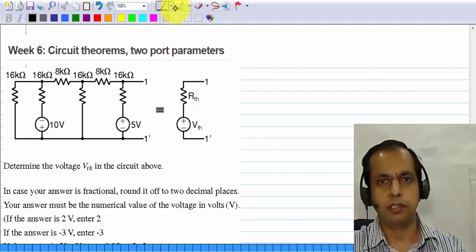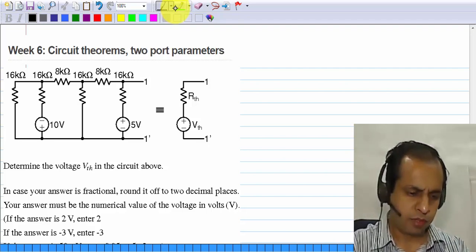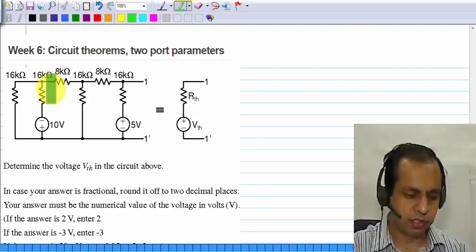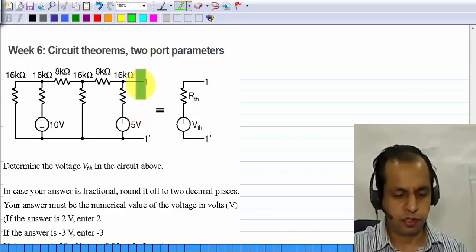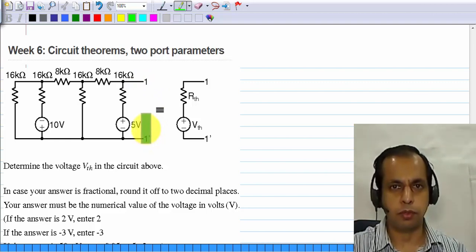We'll now discuss the sixth assignment. The first question, some circuit is given to you with two voltage sources and you're supposed to find the Thevenin equivalent between the terminals 1 and 1 prime.